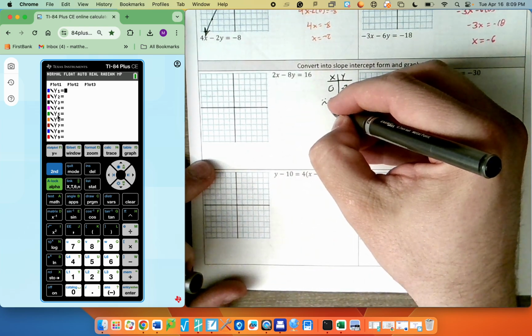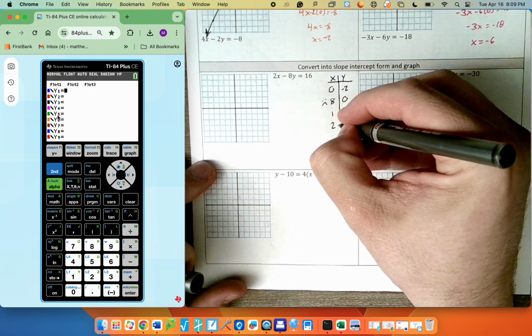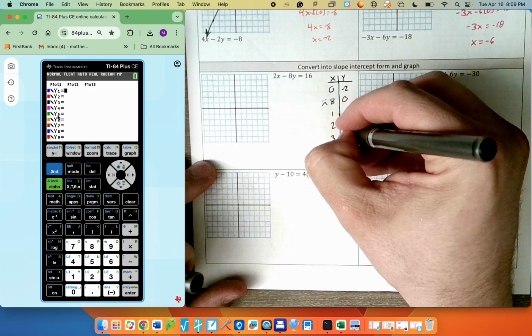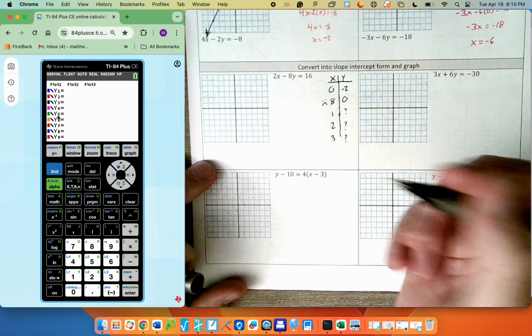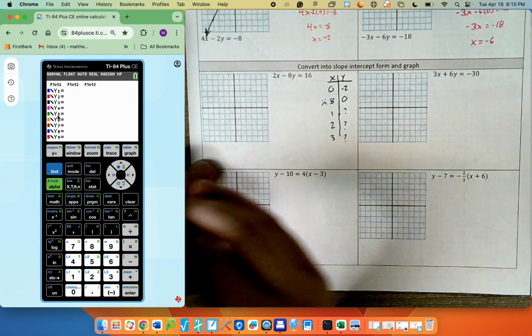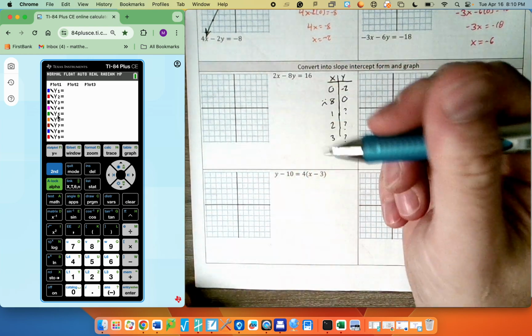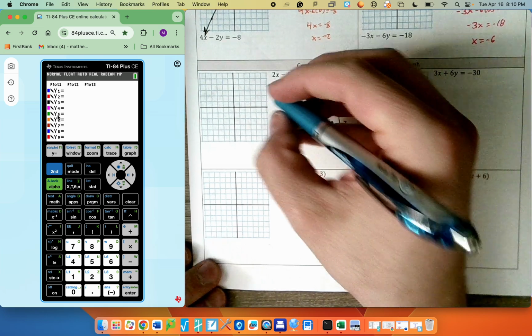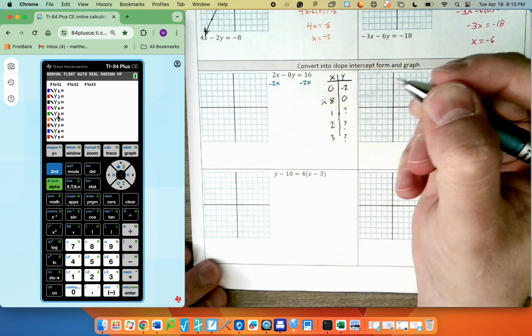We could just straight up plug in 1 and see what happens. We could plug in 2 and see what happens. We could plug in 3 and see what happens. Any one of those could help us graph this line just as easily. But we're going to convert it because that's just as simple as plugging in random numbers. So we take 2x's from both sides.